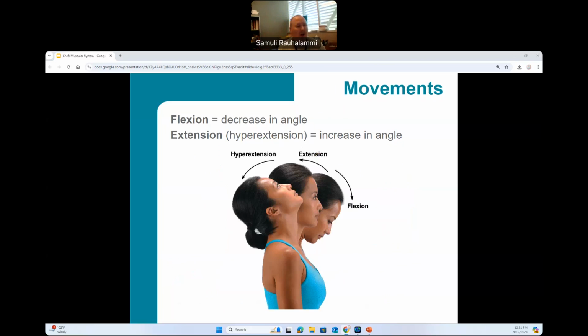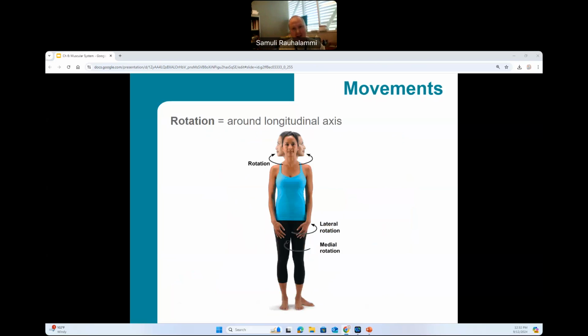I also wanted to show another picture of flexion and extension. I think that the neck is particularly good. Again, flexion, we're decreasing the angle. Extension, we're increasing the angle. And we could also hyperextend our neck, go beyond that 180 degrees.